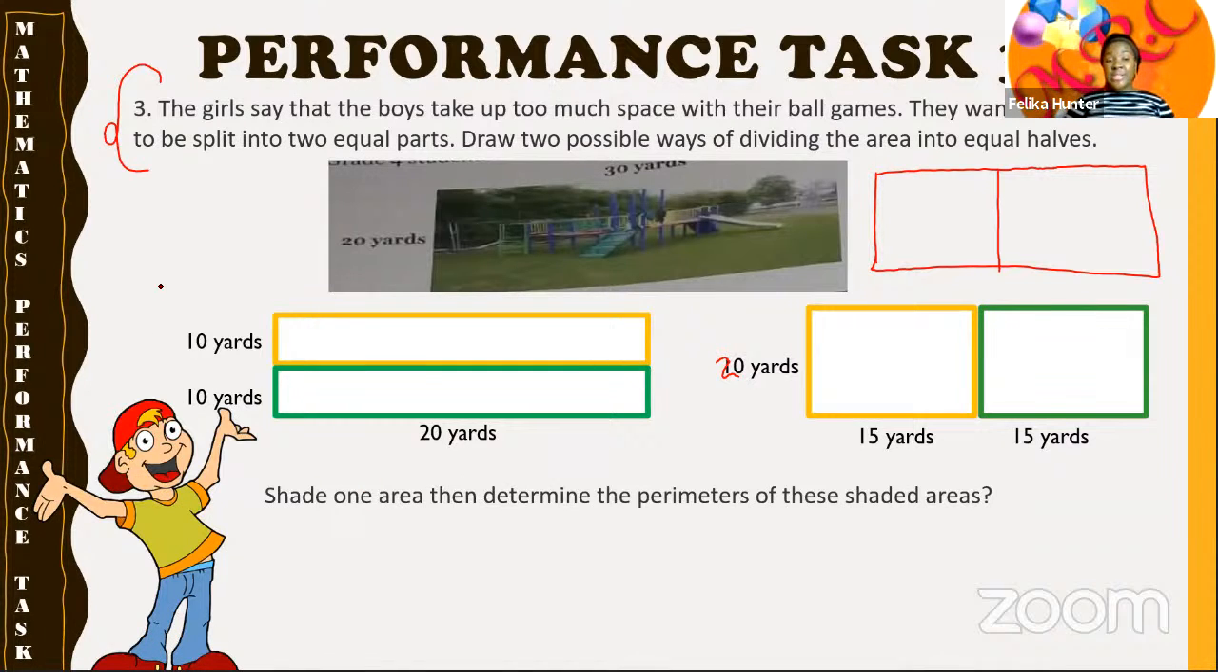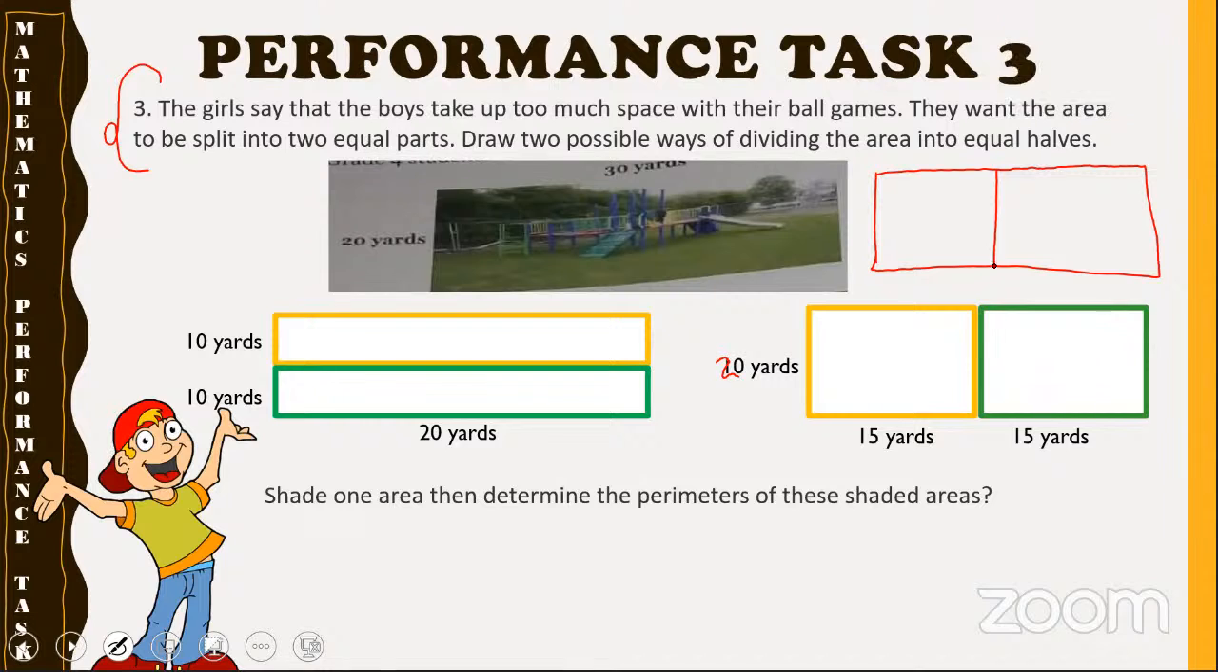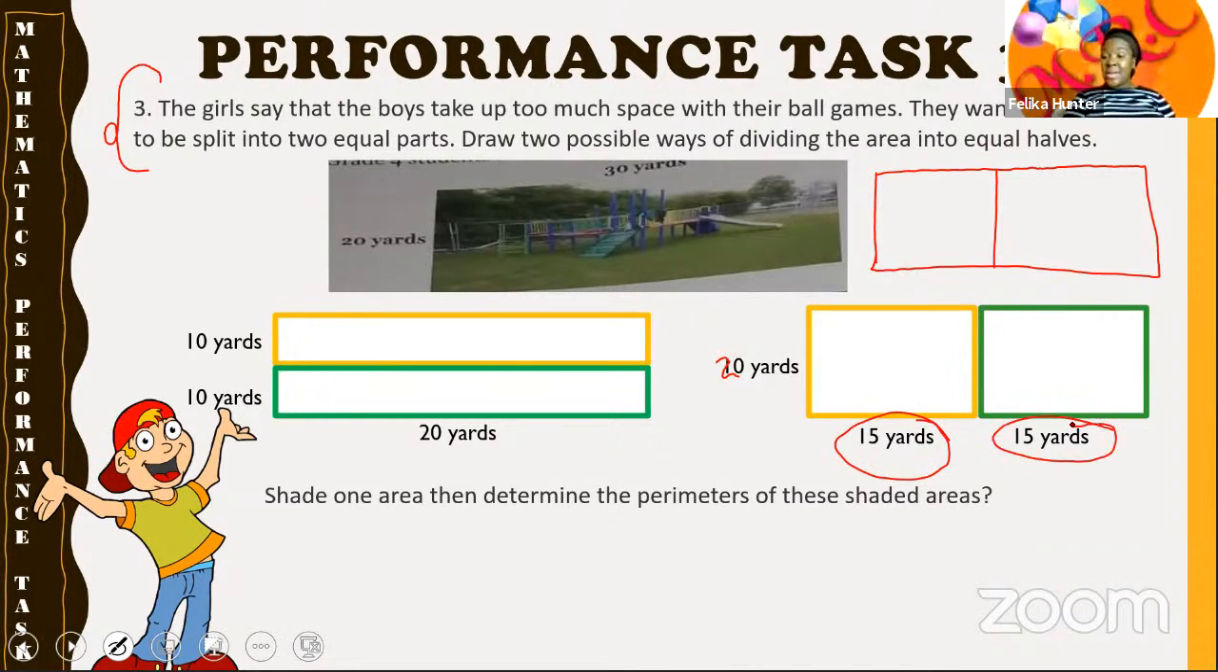So if the length was, if we split it along the width, then one team is going to get 10 yards and the other team is going to get 10 yards. If we split it along the length, then the girls are going to get 15 yards, the boys are going to get 15 yards. However, our original width would have remained the same, 20 yards. All right, so that's one way to split it.